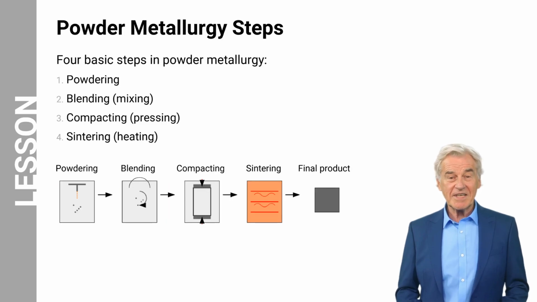The four basic steps in powder metallurgy include powdering, blending or mixing, compacting or pressing, and sintering, also known as heating. We will discuss these steps in the upcoming slides.